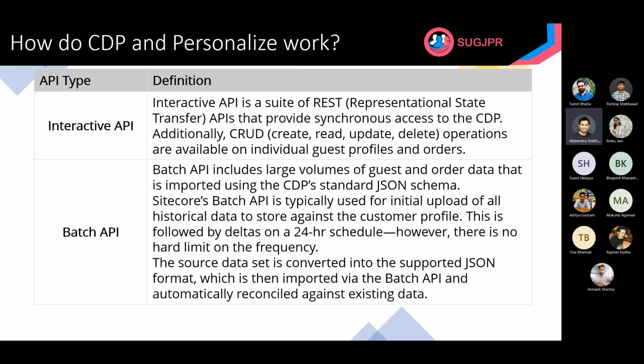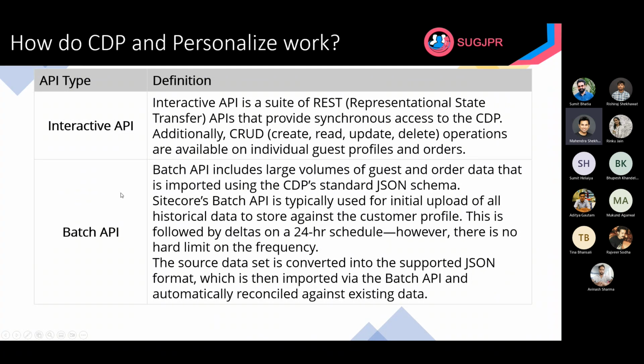The second API is the interactive API. Interactive API is a suite of REST APIs. It basically provides API information for your REST needs, and can additionally perform some CRUD operations. It could be create, delete, and update data. During our demo, we're going to use one of the interactive APIs to create a guest or customer in our CDP platform in an upcoming slide.